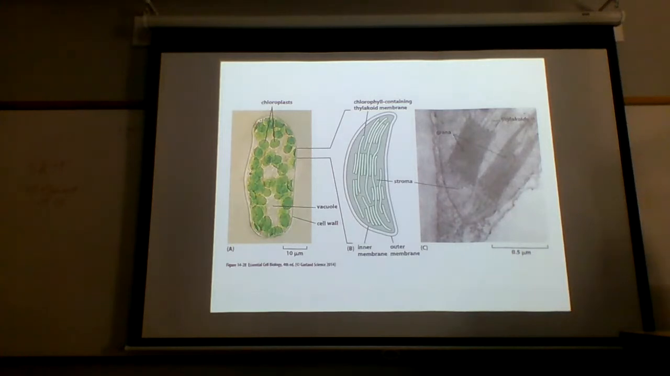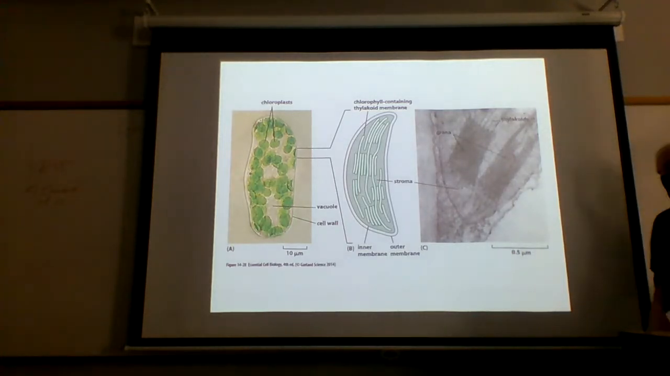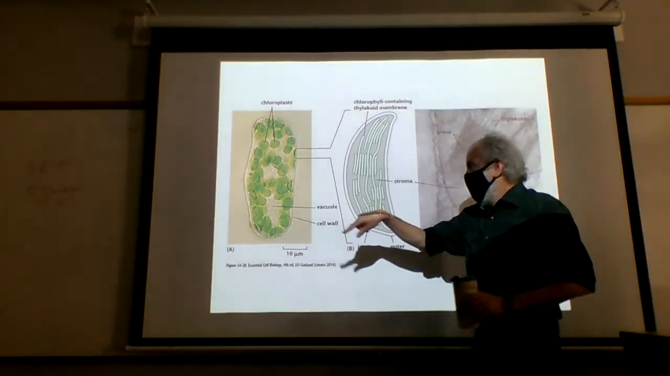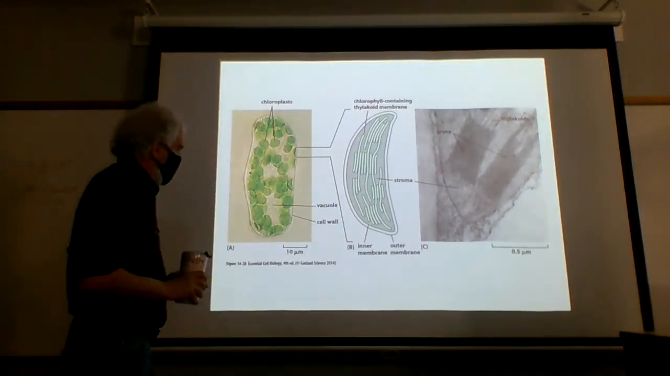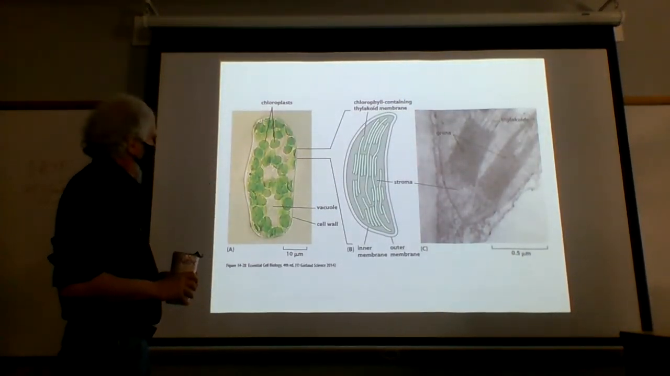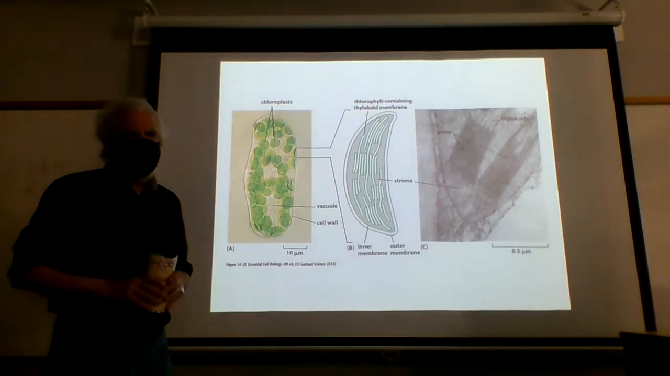So here we have chloroplasts. And, you know, they're green. This is a light micrograph. There are a bunch of chloroplasts in one cell. I don't know how many. I think we counted like 14 or so.